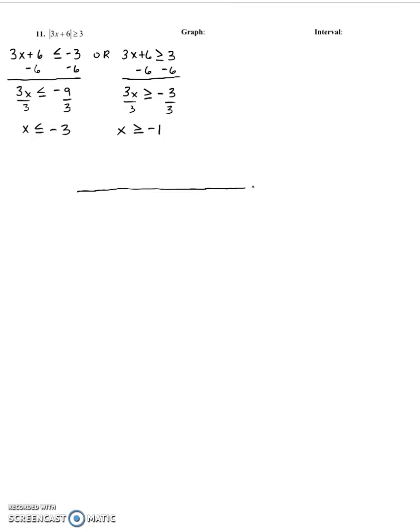So for our graph, we have negative 3 and negative 1. Okay, less than or equal to negative 3 means a bracket and shade to the left at negative 3. And greater than or equal to negative 1 means we put a bracket and shade to the right from negative 1. So our interval goes from negative infinity to negative 3, or from negative 1 to positive infinity.